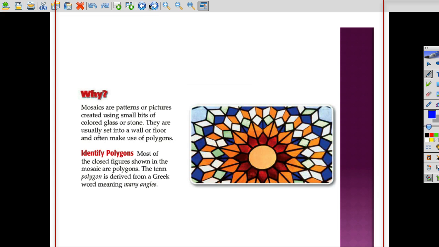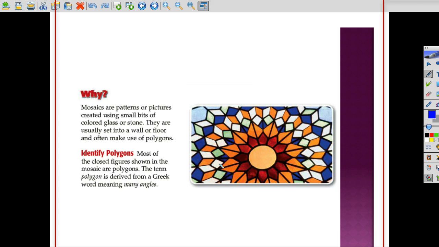Okay. So why are we learning about this? Here you see a lot of shapes, and these are called mosaics, and you've probably seen them at church windows before. They're patterns or pictures creating small bits of colored glass or stone. They're usually set into a wall or floor and often made use of polygons.